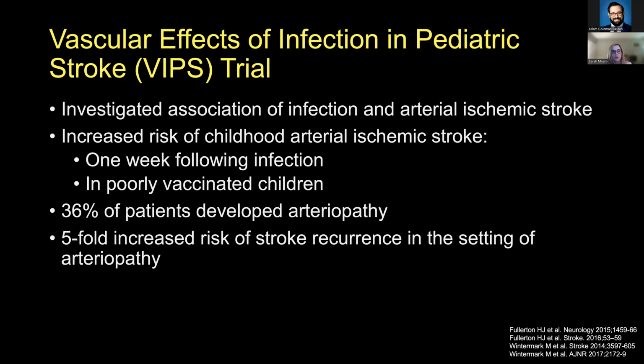What about infection? The VIPS trial investigated the association of infection and arterial ischemic stroke in children. This trial demonstrated an increased risk of ischemic stroke in kids within 1 week following infection. The results also showed an increase in ischemic stroke in poorly vaccinated children. These children additionally had an increased risk of arteriopathy, suggesting a relationship between infection and arteriopathy. Lastly, study results showed that children have a 5-fold increased risk of stroke recurrence if they present with arteriopathy. Ultimately, arteriopathies, cardiac disease, and infection are all major risk factors for ischemic stroke in kids.